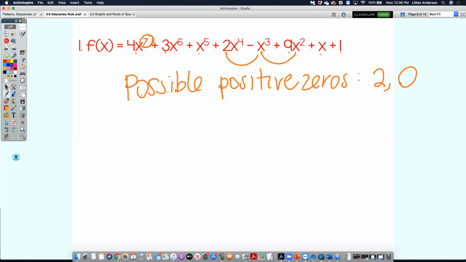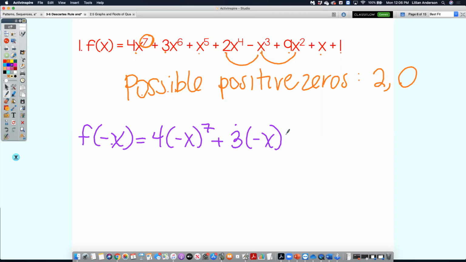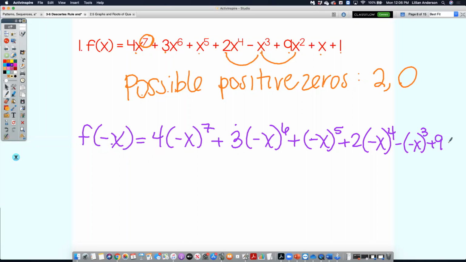Now to find my negatives, I need to plug in a negative x into the function. That's what it says. Next, look at f of negative x. So that means I need to plug a negative x in for all of my x's in my polynomial function. I wrote too big because now I'm running out of space.